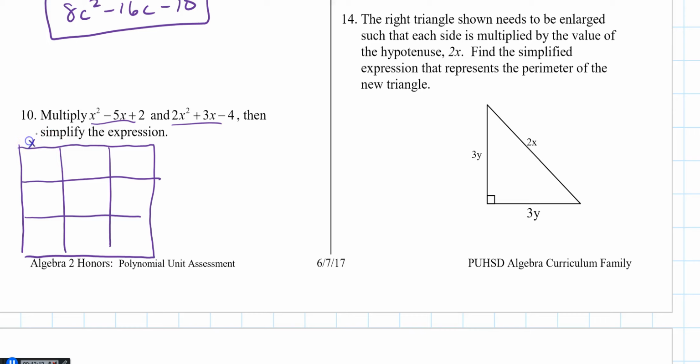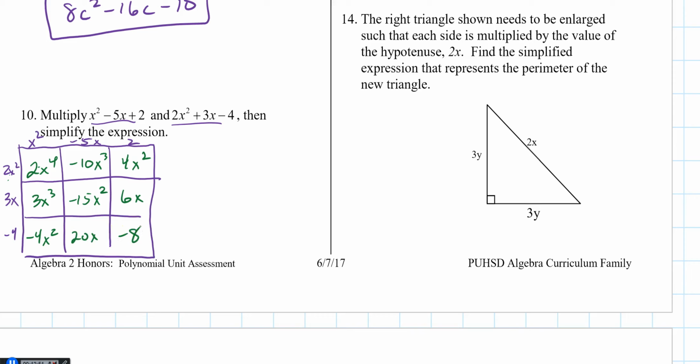Along the top, I'm going to put x squared minus 5x and positive 2. And along the side, I have 2x squared, 3x, minus 4. And then we're just going to multiply. 2x squared, so this box right here, 2x squared times x squared is 2x to the 4th. Moving to the right, that's negative 10x cubed, 4x squared, 3x cubed, negative 15x squared, 6x, negative 4x squared, 20x, and negative 8.